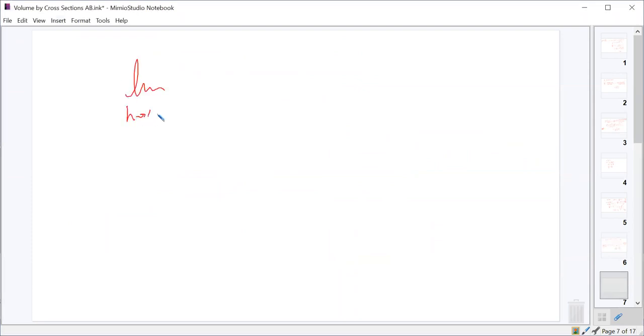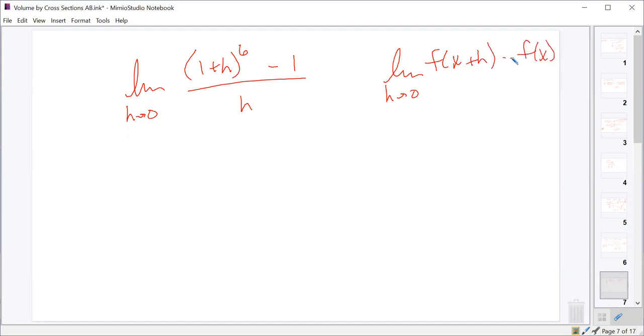is the limit as h approaches 0 of (1 plus h) to the 6th minus 1, all over h. And so what we're looking at here is that this is just the limit definition of the derivative. And so I'm going to write this out actually: the limit as h approaches 0 of f of x plus h minus f of x, all over h.